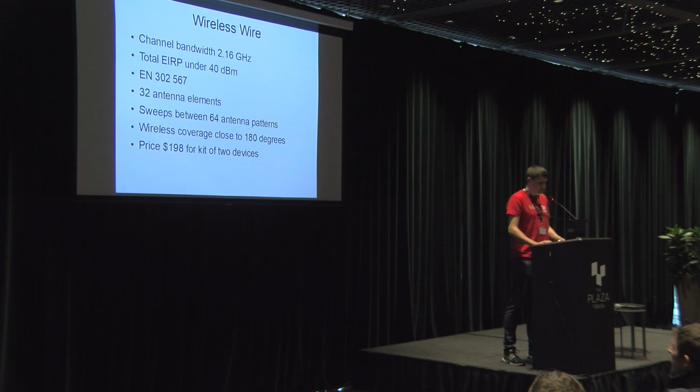The channel width of wireless wire is 2.16 GHz. It's almost like combining the whole 2.4 and 5 GHz spectrum together. The total ERP is under 40 dBm, and it's certified under ETSI. The antenna consists of 32 antenna elements, and for better performance, it sweeps between 64 antenna patterns.